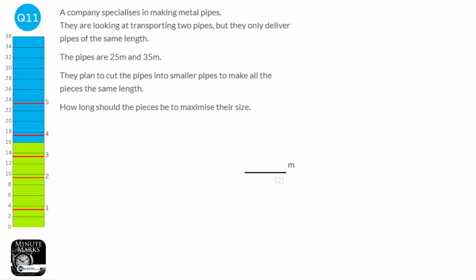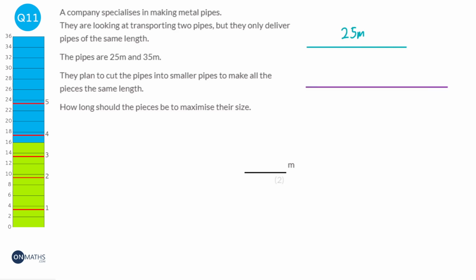So if we imagine we've got the 25 metre pipe here, and we've got the 35 metre pipe here, the question's basically asking us what can we cut all these pipes into, and they all have to be the same length that will fit with the 25 metre and the 35 metre. Essentially what this question is asking is what is the highest common factor of 25 and 35.